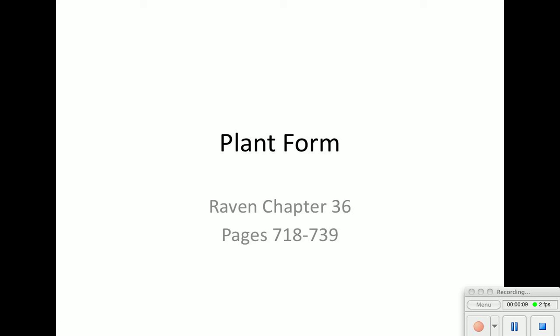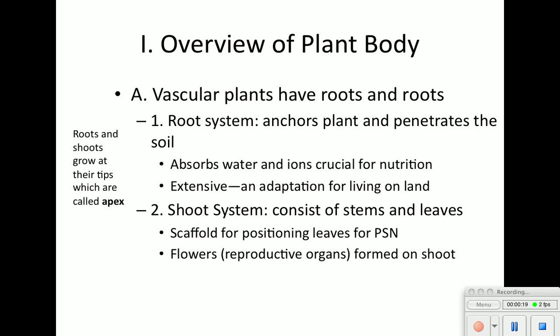We're going to move on now to plants. Chapter 36 today might seem like review a little bit, hopefully. We're going to talk about plant form, so basically plant structure, a little bit of an overview of the plant body.